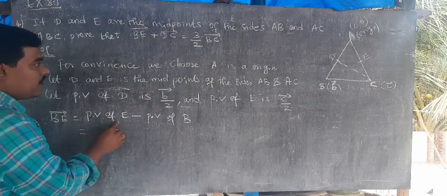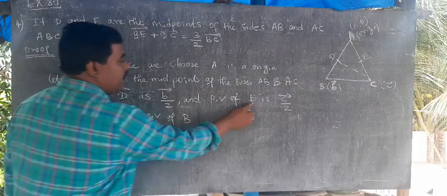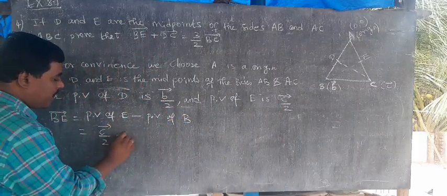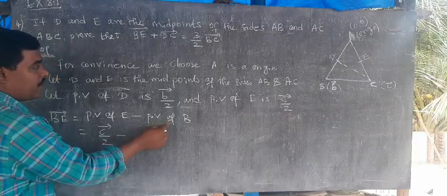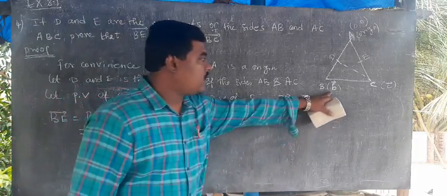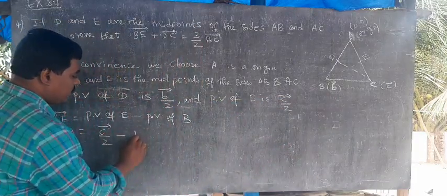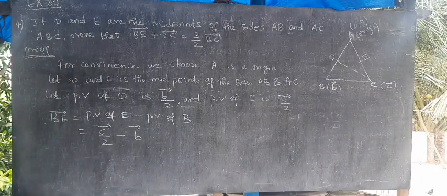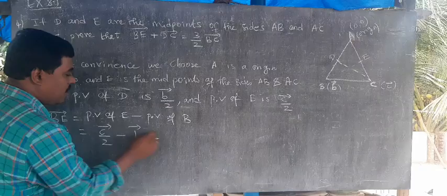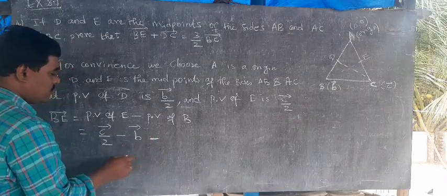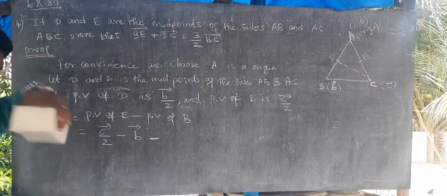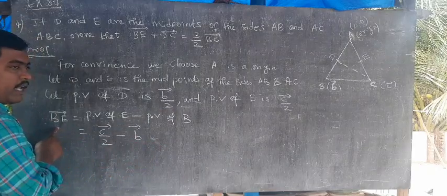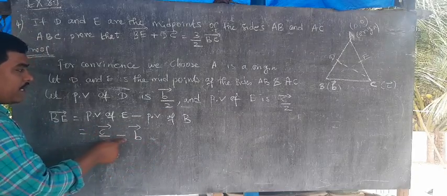Position vector of E is what? E is what? C vector by 2. C vector by 2 minus position vector of B equal to small b vector. Right? Minus. Here we are having one minus. So BE equal to C vector by 2 minus B vector.